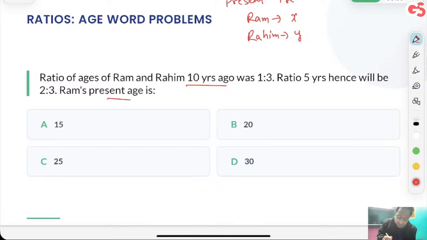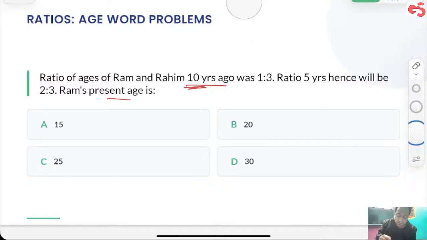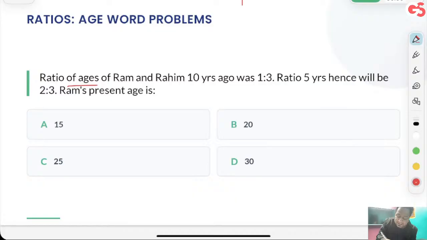But the better way is to start from the past. Okay, so I gave this because people do it like this, but they will get stuck because there'll be two variables now. Better to have only one variable. So I'll start from 10 years ago. Let's say 10 years ago, the ratio is 1 is to 3. So I can say 10 years ago, Ram's age must be K and Rahim's age must be 3K. This is the important part. So always try to have as few variables as possible.